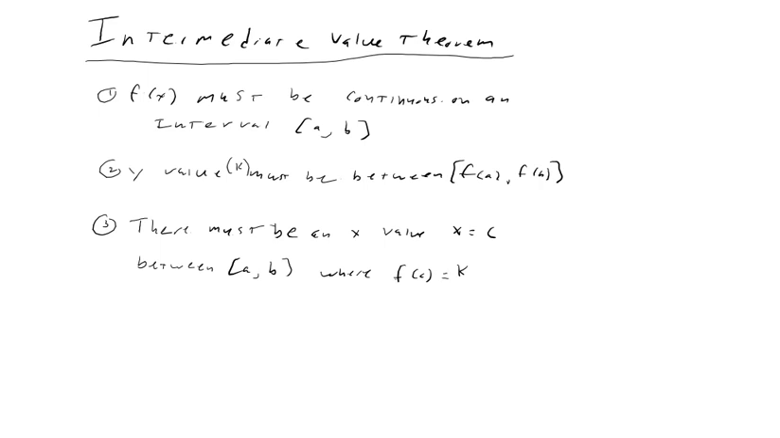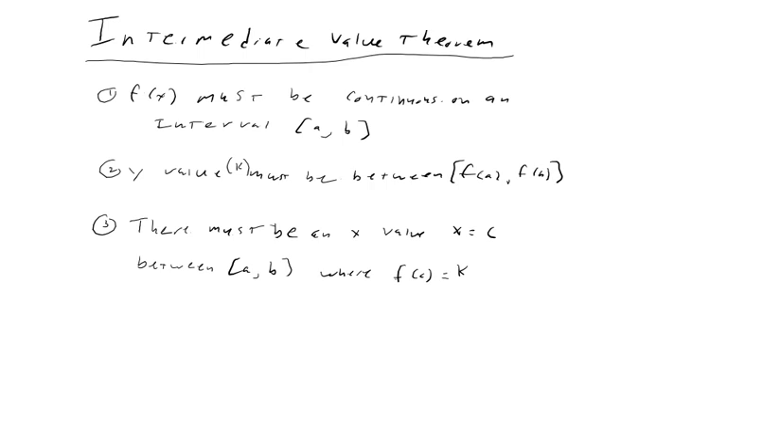Right, so that's the intermediate value theorem. In a nutshell, that's what it's talking about. We're looking at a function. F of x must be continuous on an interval from A to B. Right, these are three criteria for the intermediate value theorem. F of x must be continuous on the interval.